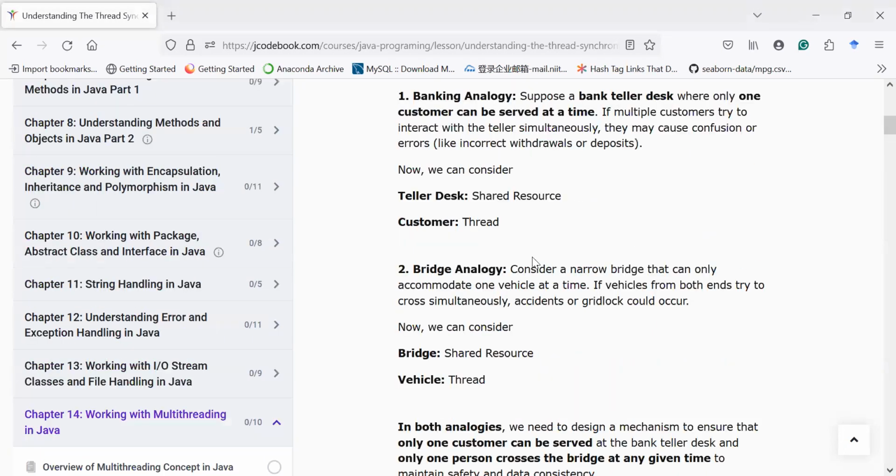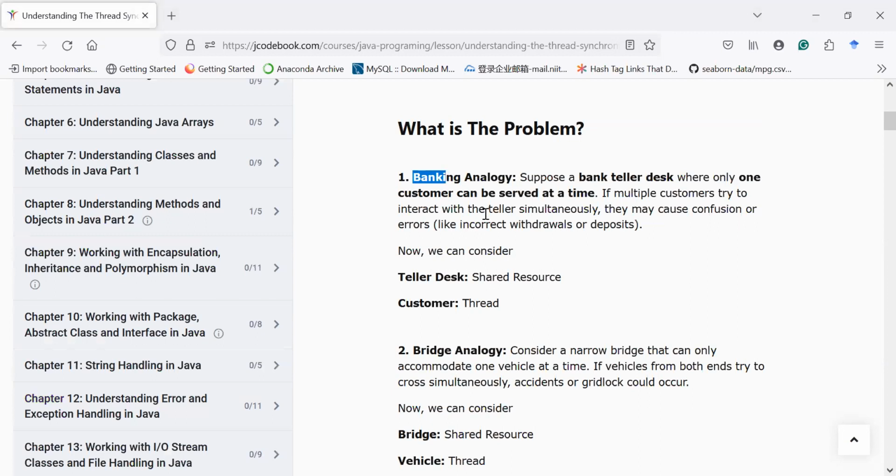So here we are taking a problem statement of banking. In a banking system, suppose a bank teller desk where only one customer can be served at a time. If multiple customers try to interact with the teller simultaneously, they may cause confusion or errors. Due to that, some incorrect withdrawals or deposits may happen. In that case, the teller desk is known as the shared resource and a customer is known as a thread.